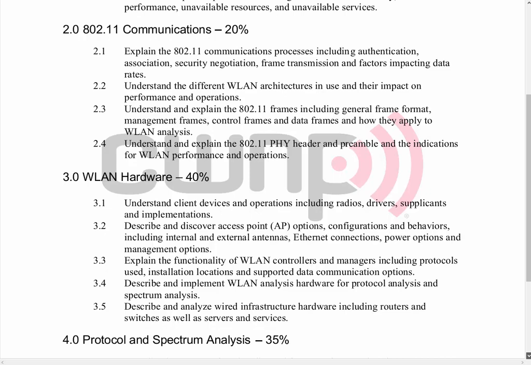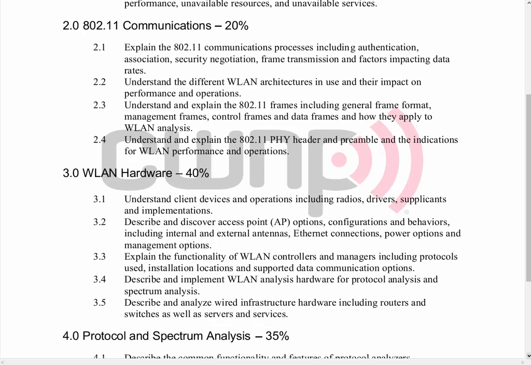So you want to make sure that you understand client devices and operations, including issues related to drivers and supplicants and so forth. So you'll need to understand the role played by drivers and when it might be a driver issue that you're dealing with when it comes to a wireless LAN problem.